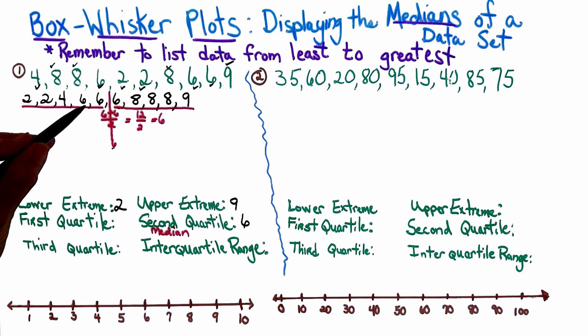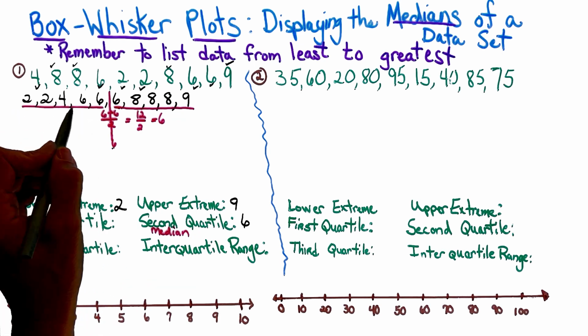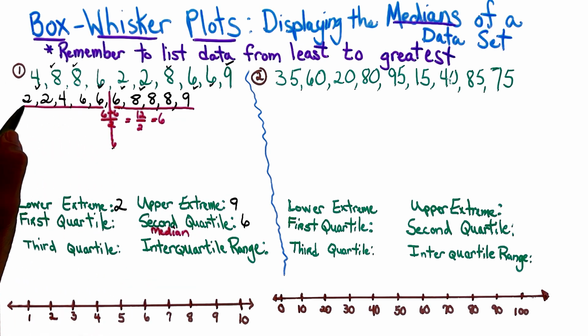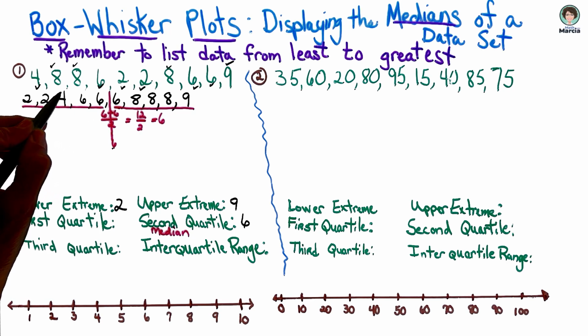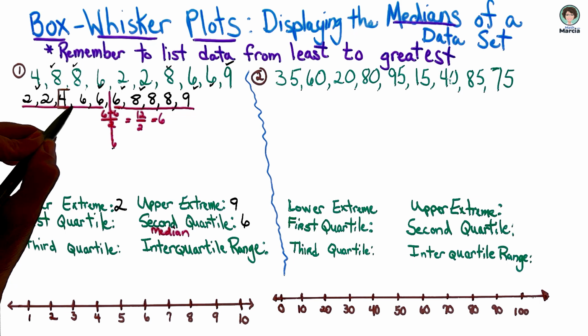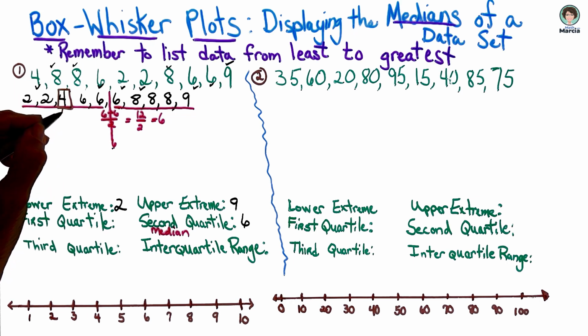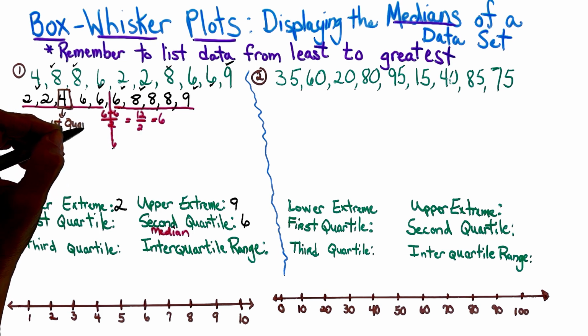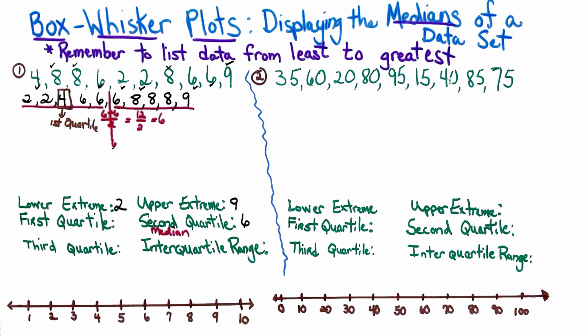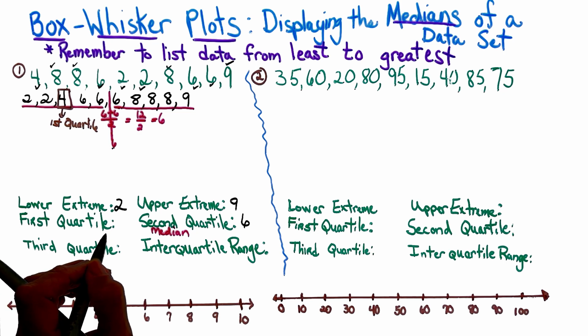Now, my first quartile is going to be the median of this first part. So here's 1, 2, 3, 4, 5. Well, that's pretty easy. Here's 2 numbers. Here's 2 numbers. So right here, I know that this is going to be my first quartile. All right, so I'm going down to where my data is listed, and I am going to write in my 4.